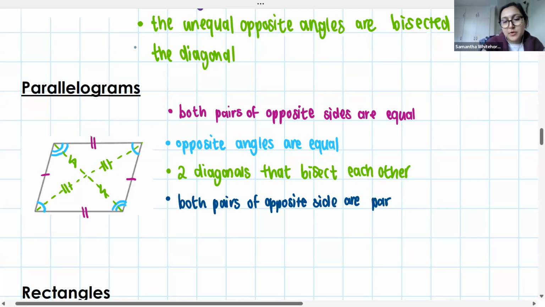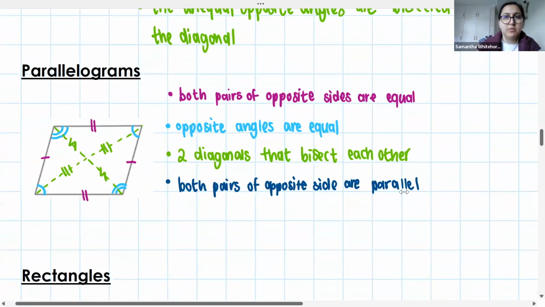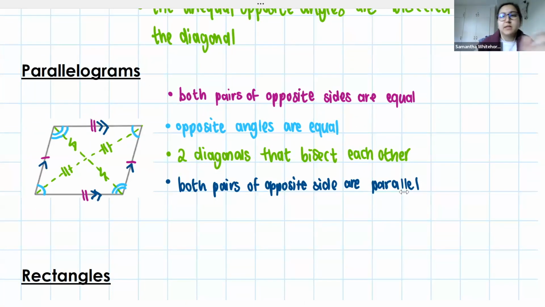Okay, and that's where the word parallelogram comes from. Let's maybe try spell parallel right. Parallel. That looks weird. Parallel. Sorry, I had a moment of English problems. Okay, so both pairs of our opposite sides are parallel to each other. And again, that's where the name comes from. It's a parallelogram.